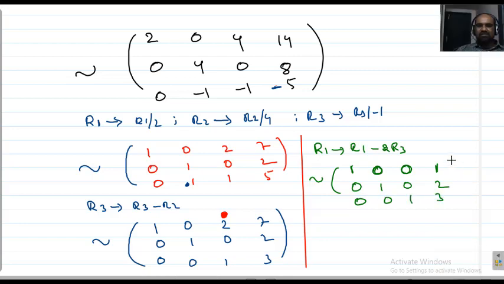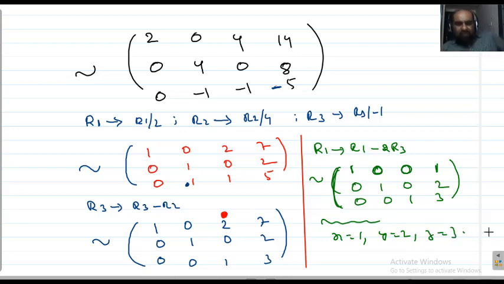Okay, so the resulting final matrix is in echelon form. By the Gauss-Jordan method you can say that x equals 1, y equals 2 and z equals 3. Now we can cross check. Okay, sure.